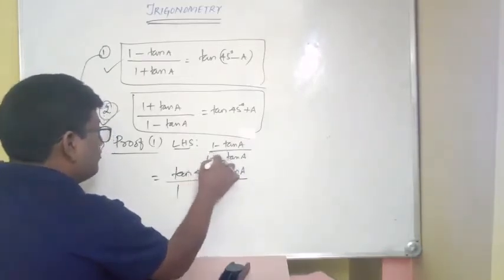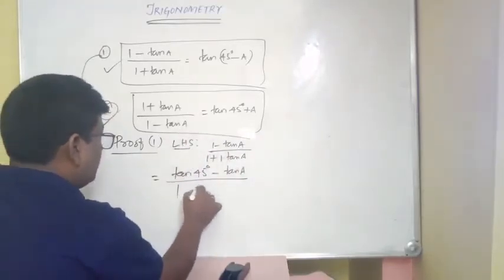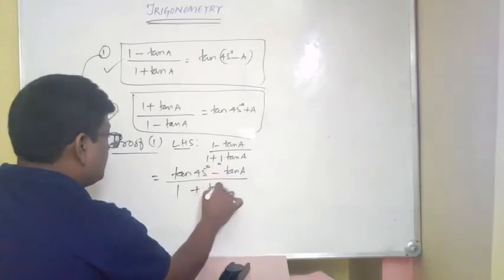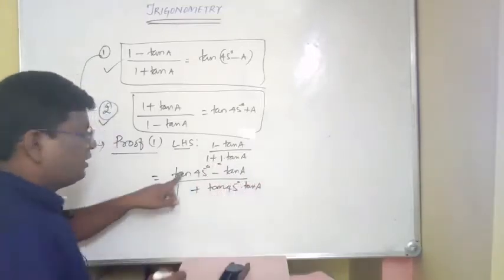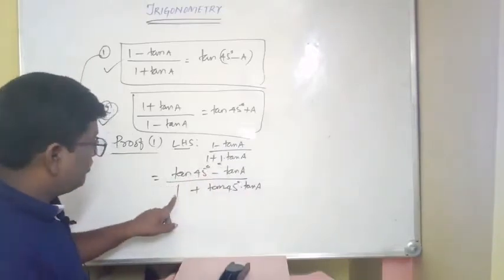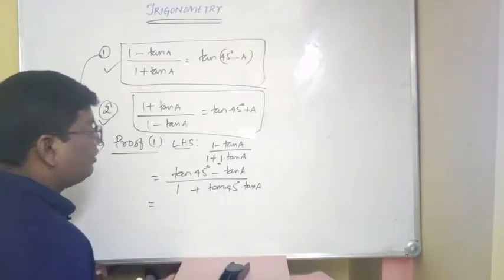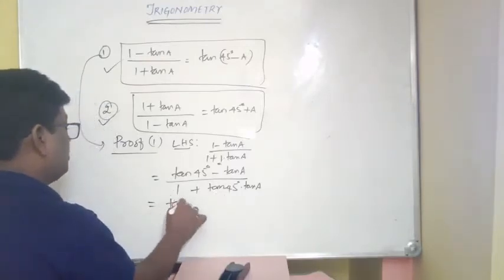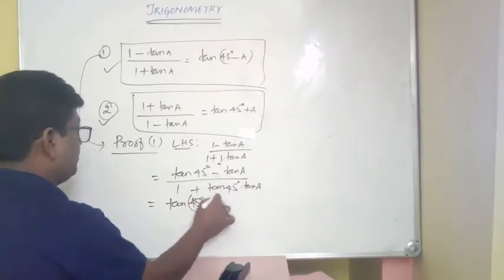Here we can write 1 into tan A, no change, so plus 1 right here. For this one, this is tan 45 and this is tan A. So (tan A minus tan B) divided by (1 plus tan A into tan B). Which formula? This is tan(A minus B). So tan of A means 45 degree minus B means A.